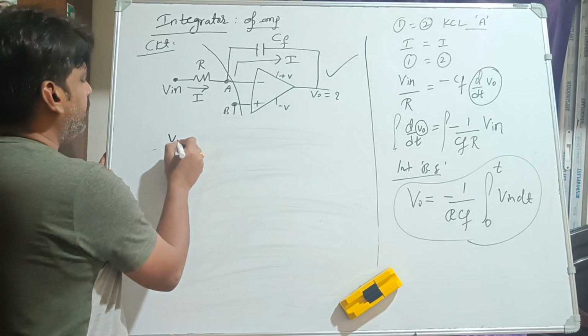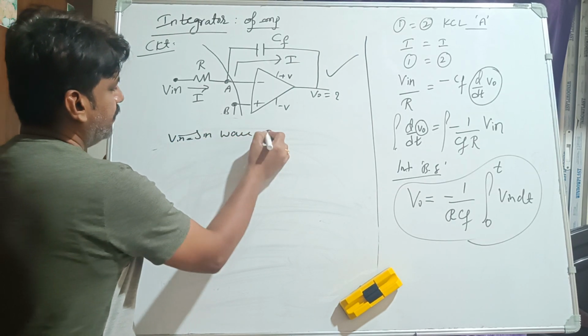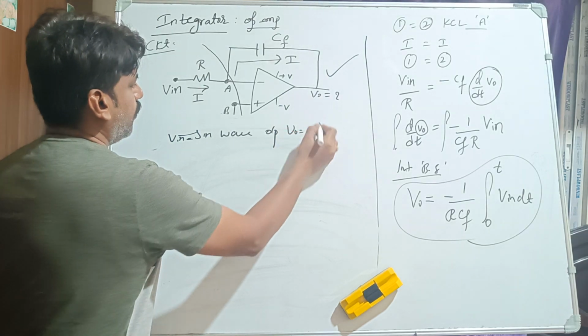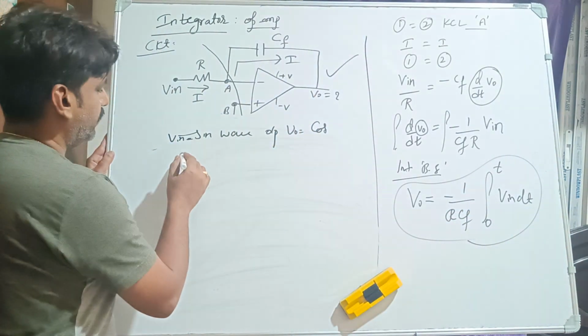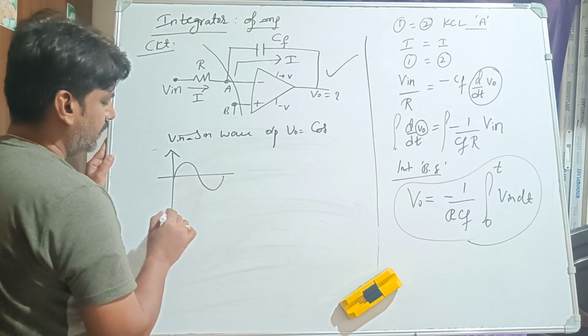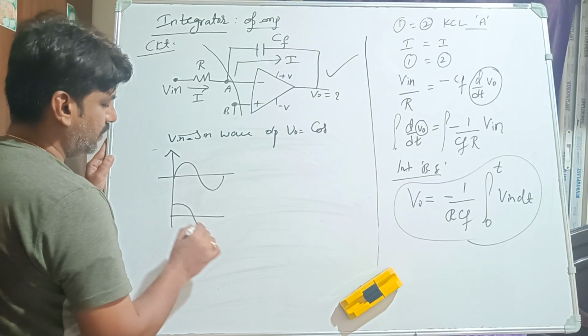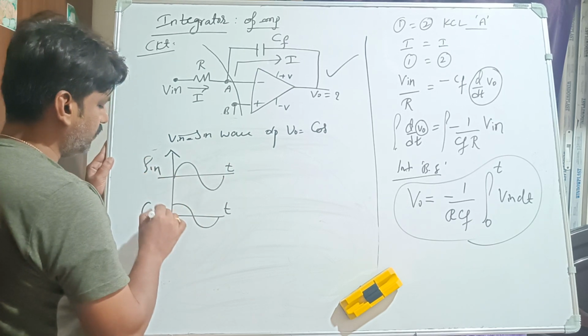Suppose the input is a sine wave, what is the output? Output is cos. What is the integration of sine? It is cos. So here, suppose the input is sine like this, what is the output? Output is going to be cos t. So it is sine and it is cos.